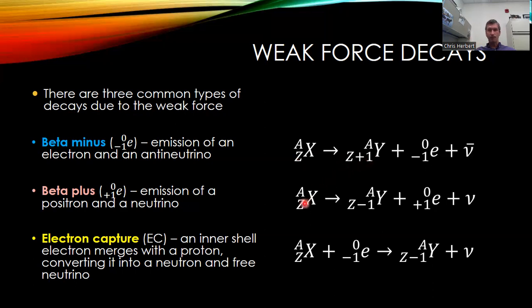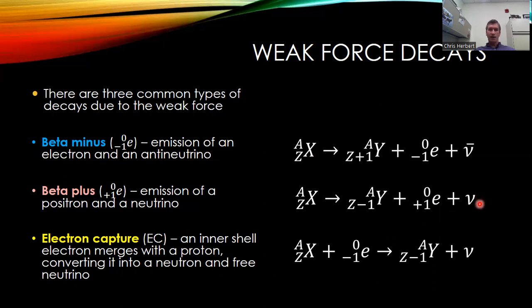On the flip side, if I turn a proton into a neutron, my atomic number drops by 1. To get rid of that excess charge, I emit a positron. Because I'm creating an antilepton, I also have to give off a neutrino.